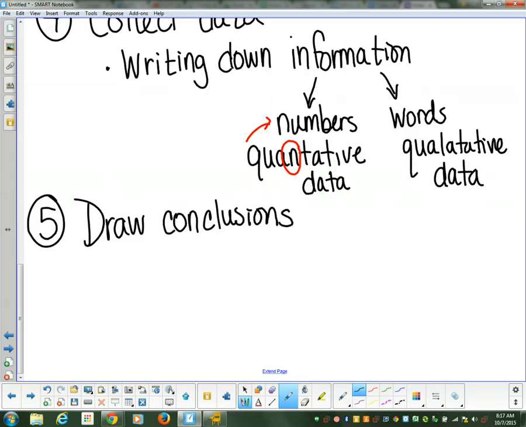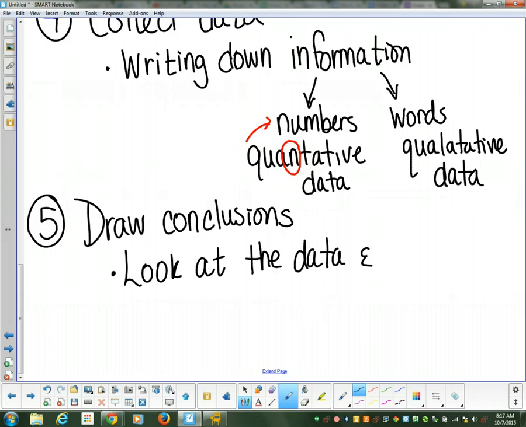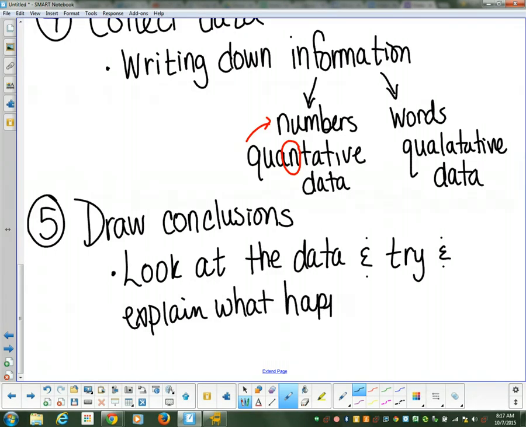Okay, so we draw conclusions, which is basically going to answer a couple things. You're going to look at the data, and try and explain what happened. Okay, so by looking at the data, we should be able to determine what happened. So you look, you see that by walking, it has a greater mass than by running. Okay, how did we figure that out? We measured the mass of it, we look at the data.